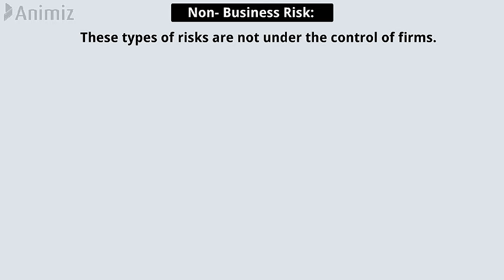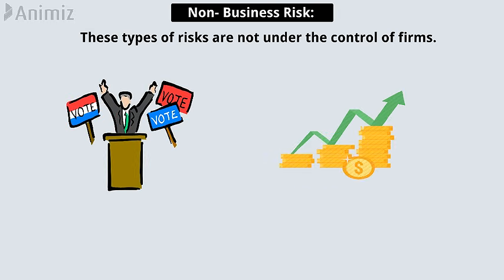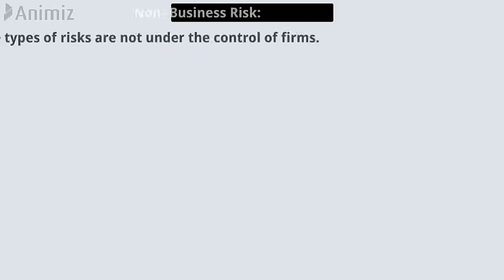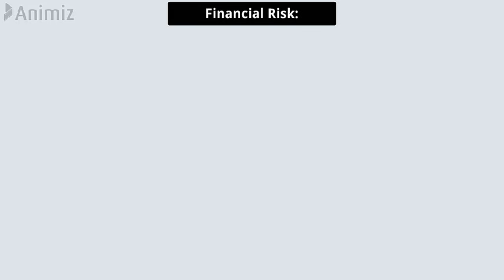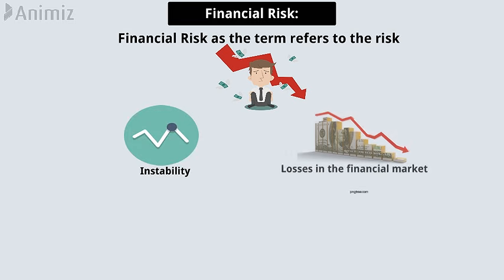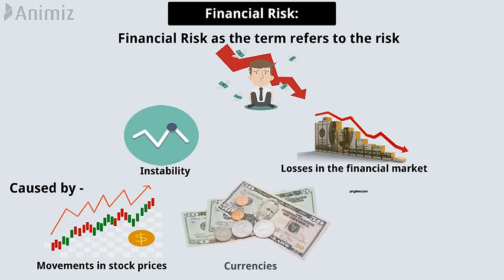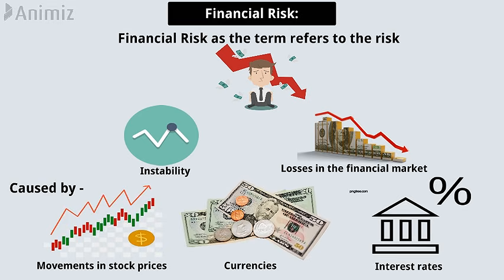Non-business risk. These types of risks are not under the control of firms. We can term risks that arise out of political and economic imbalances as non-business risk. Financial risk. Financial risk, as the term refers to, is the risk that includes a financial loss to the firms. Financial risk arises because of instability and losses in the financial market caused by movements in stock prices, currencies, interest rates, and more.